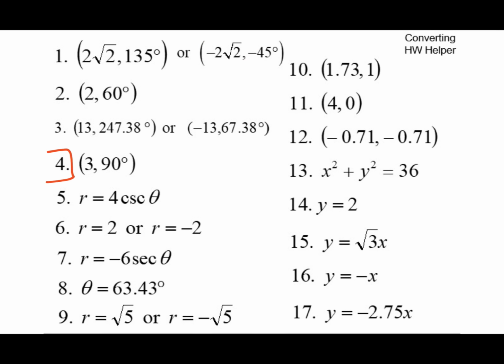Number 4. Boy, I sure hope you didn't say that there was no angle. But if you did, I'm not going to know. Because where's the point (0, 3)? Well, it's right there. Well, if there's a point there, then there's got to be an angle there. And that's why the answer is 90 degrees, silly.